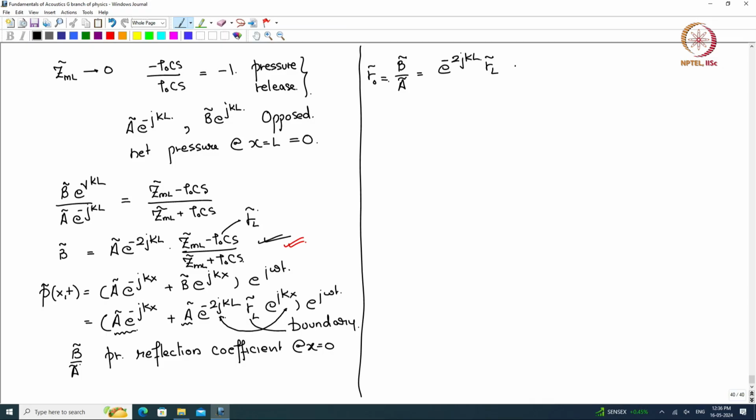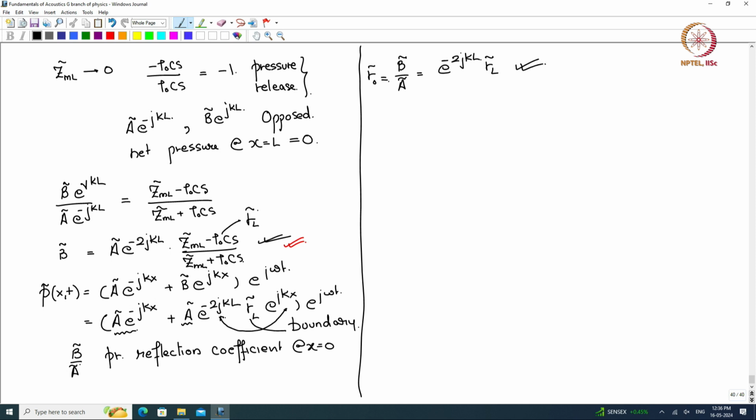Welcome to this next lecture on acoustics. We are looking at the 1D acoustic wave equation. We started looking at a finite pipe that is driven by a volume velocity source at one end, and there is a general impedance at the other end. We looked at the pressure reflection coefficient expressions at x equal to 0 and x equal to L, and they are related in this manner.